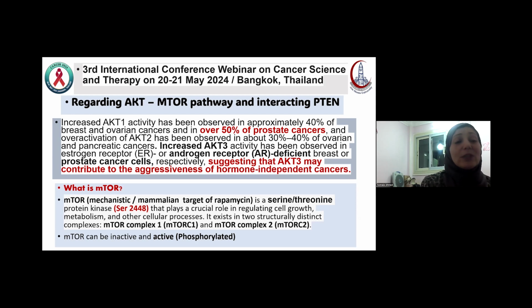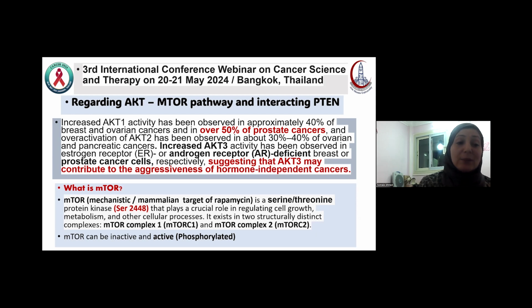Regarding mTOR, it stands for mechanistic or mammalian target of rapamycin. In the past it was called mammalian target, then it became mechanistic target of rapamycin. This also is a serine threonine protein kinase. The common site for activation is the serine amino acid at position 2448 in the protein. As we said before, once it is activated, it can stimulate cell proliferation, because this is a proto-oncogene that can induce signal transduction from the cell receptor to the nucleus and allow cell proliferation.